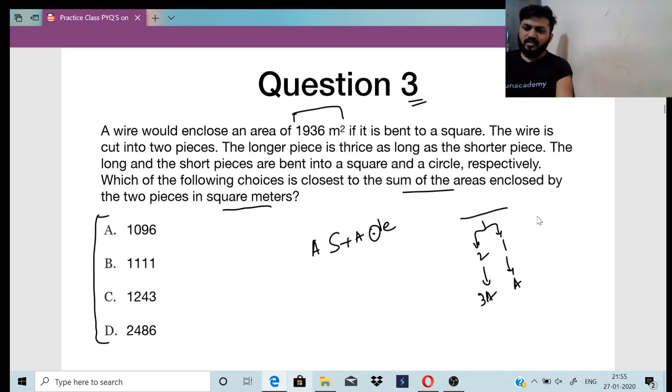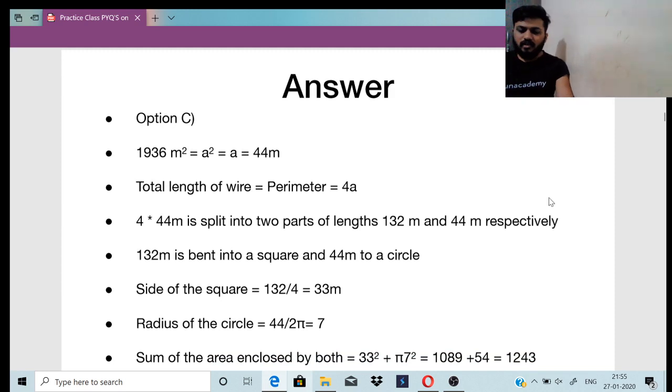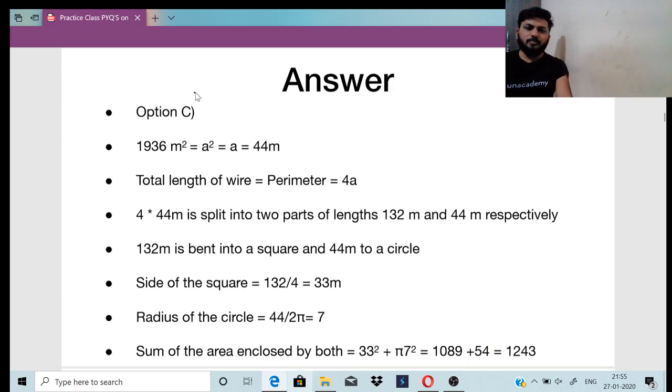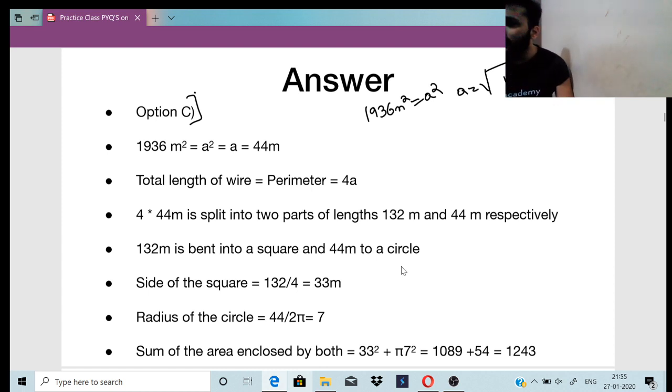Okay, Pranav is giving the answer as C, 1243, right? So let's find out the answer. Yes, it is 1243. Pranav, you are right. So option C, right? What they have given is in meter square, right? 1936 meter square is equal to A square. So A will be the square root of 1936, which is 44, right?